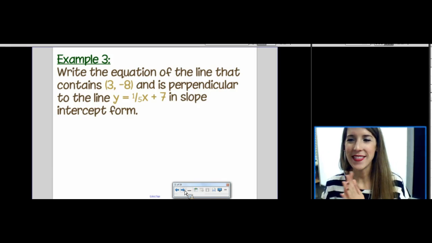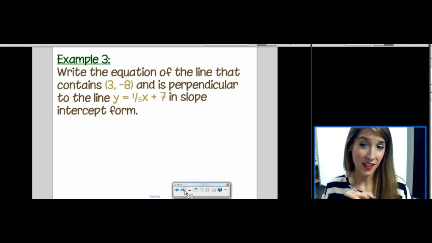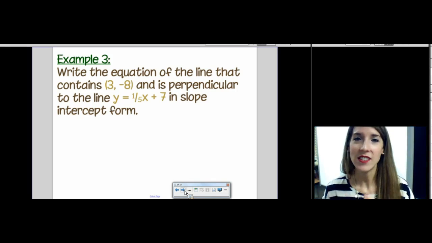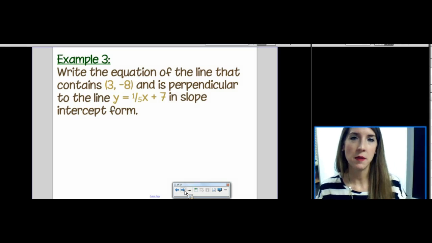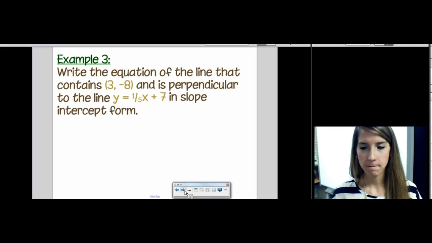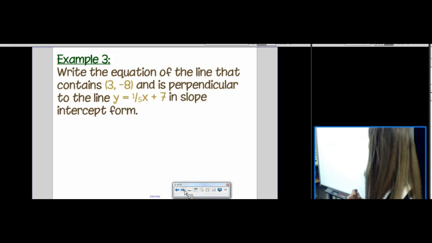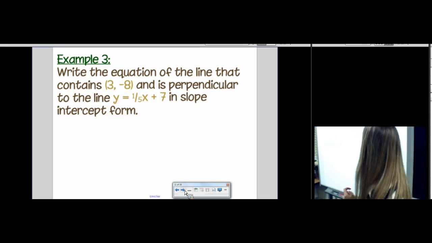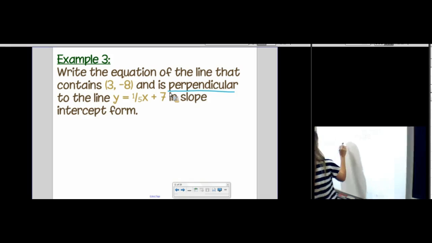Next example, write the equation of the line that contains 3, negative 8, and is perpendicular to the line y equals 1/5 x plus 7 in slope-intercept form. That sounds like a lot of information, so let's just take it one word at a time. What do you think is the most important word in this whole sentence? Y'all are all spelling perpendicular wrong. Look at my spelling. It's a pen like you're writing with a pen, not like a pin in the wall. Anyways, okay.